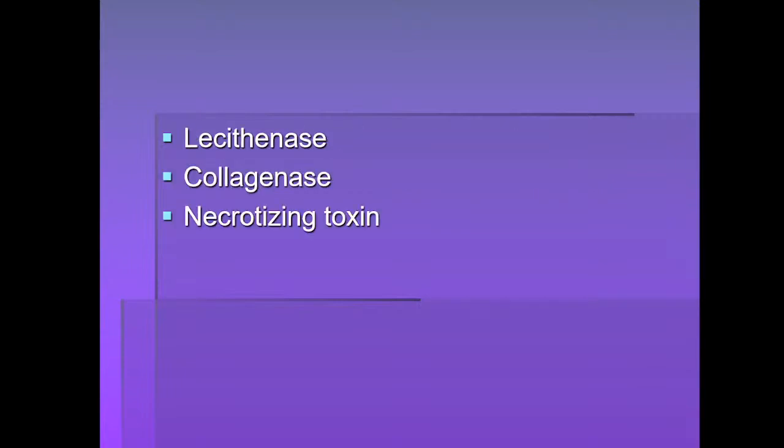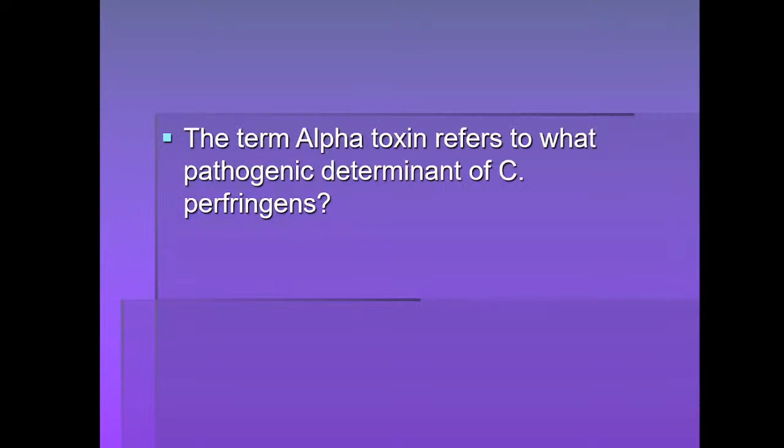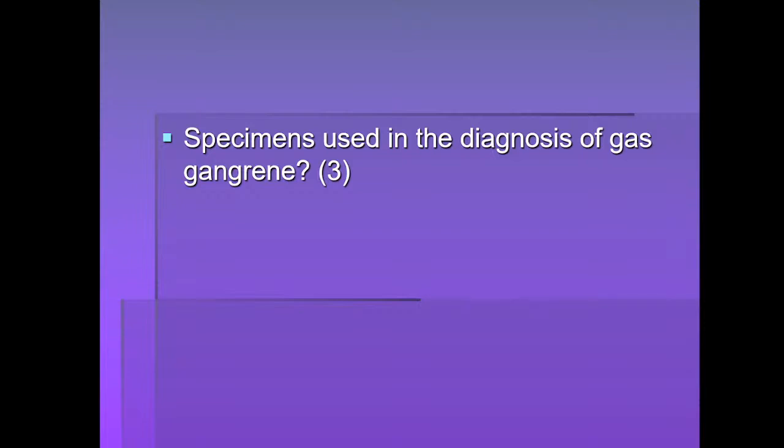The alpha toxin refers to what pathogenic determinant of Clostridium perfringens? This is known as lecithinase. It breaks down lecithin in the human body. Okay? And then specimens used for the diagnosis of gas gangrene, we could use wound discharge, pus, and sometimes, if the patient has undergone surgery, we can use tissue samples.